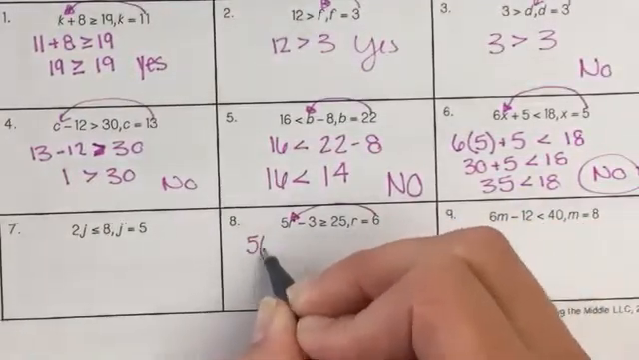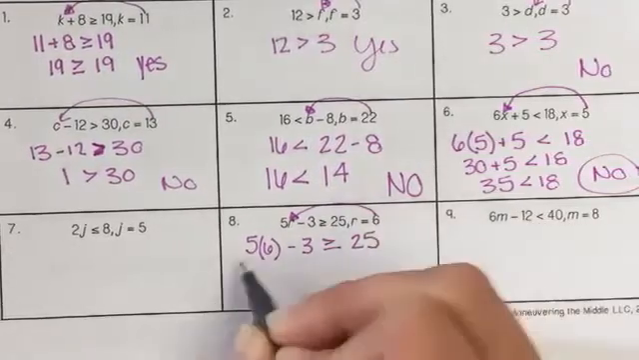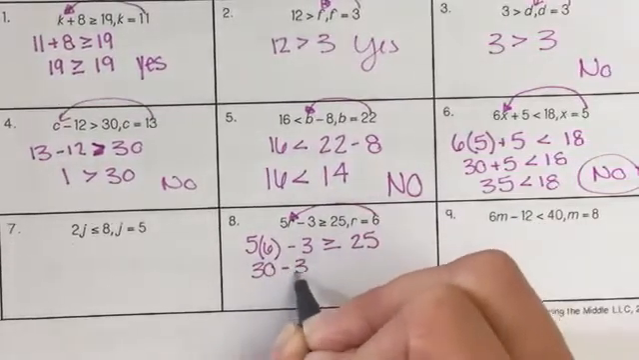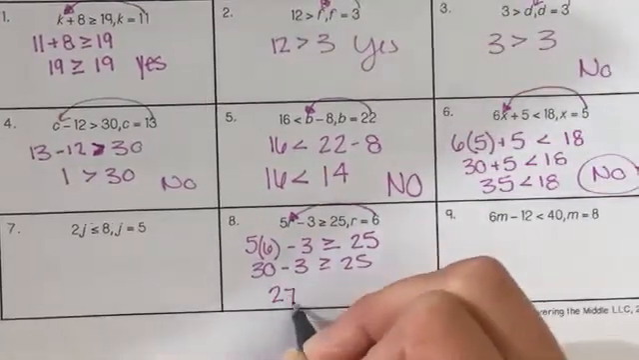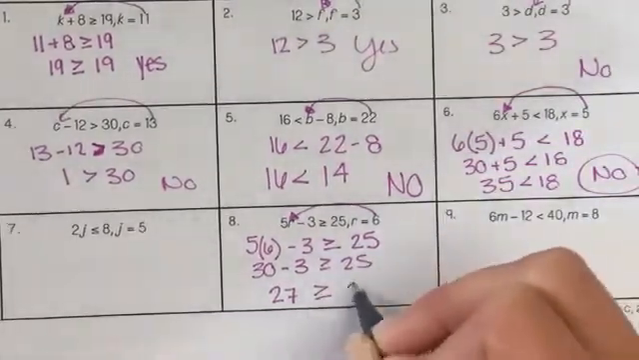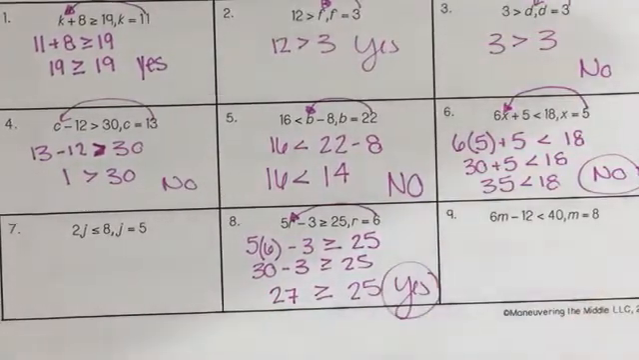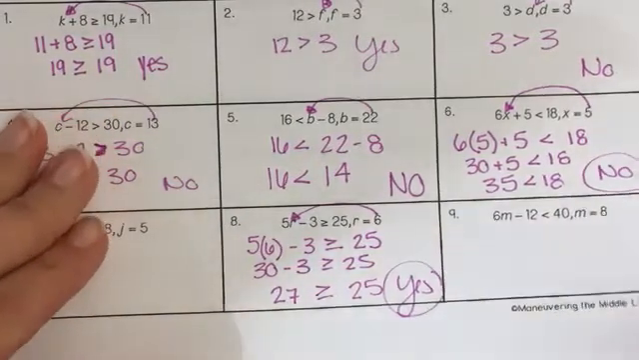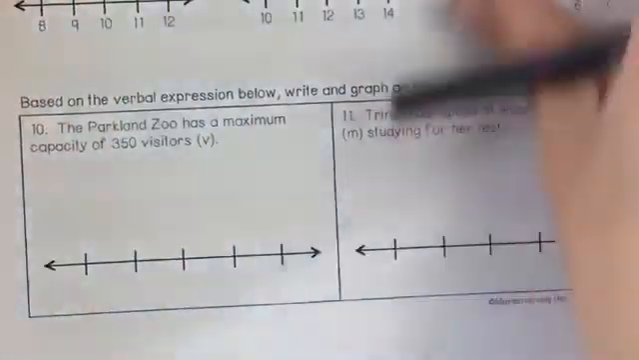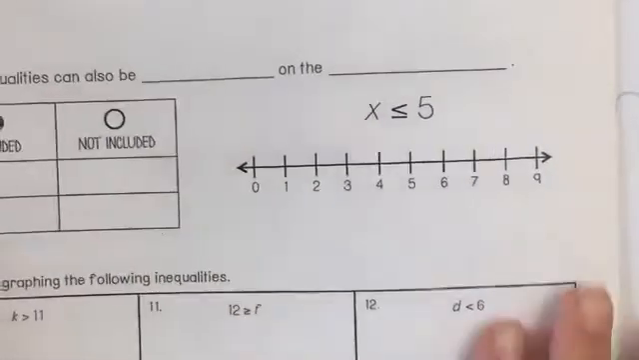So 5 times 6 minus 3 is greater than or equal to 25. 5 times 6 is 30. 30 minus 3 is 27. 27 is greater than or equal to 25. Yes, it is. Okay, so just remember the open end of the expression is always going to be towards the larger number. Okay, so now there's a couple different things when we come to graphing.